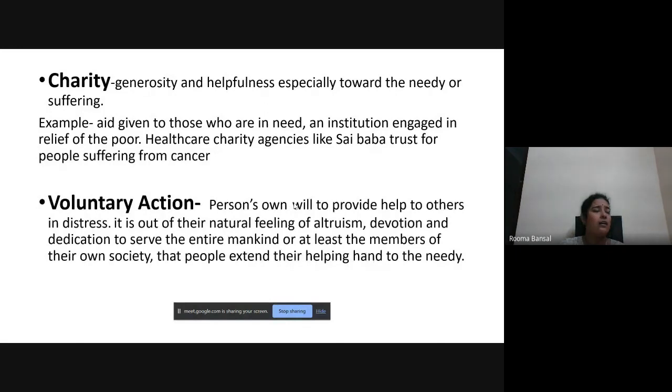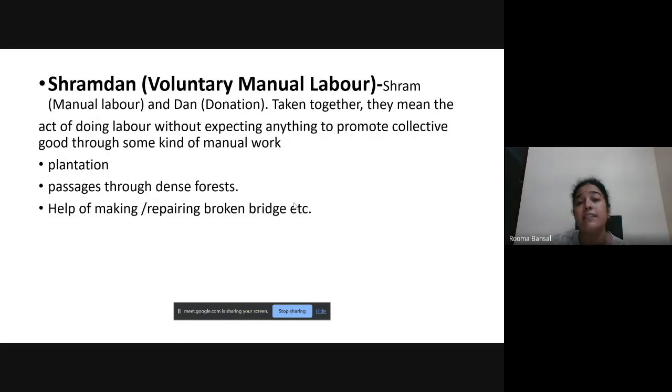Suppose you are writing the answer for charity, and a question is asked like what is charity in a short note, then give a small text and then an example of charity. Same is the case with voluntary action, and same is the case with shramdan. If it is a question of 20 marks, then you have to explain everything: the meaning, the definition, the important points, and if it's a long question, definitely a minimum of two to three examples of charity, voluntary action, or shramdan.